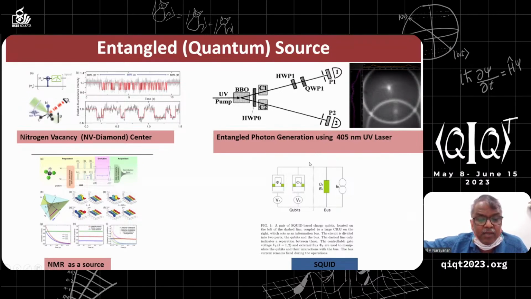I will come to that at a later stage. Additionally, various colleagues, both in our country and abroad, also use NMR as a source, and also SQUID, basically in TIFR and IISc Bangalore, and of course various other research groups use this also as an entangled source. So basically, these are the four broad categories of quantum resources.